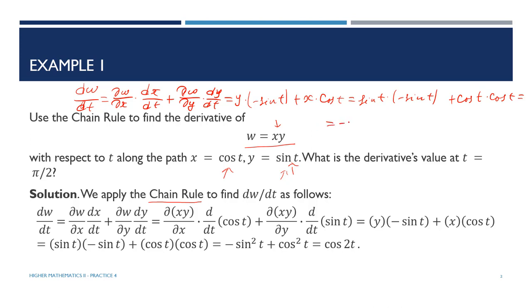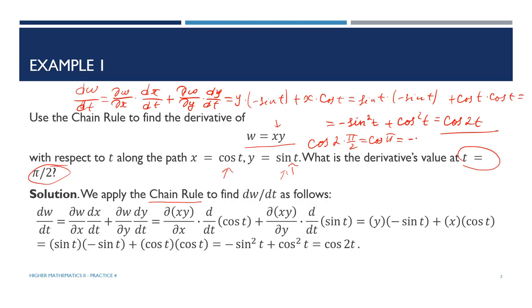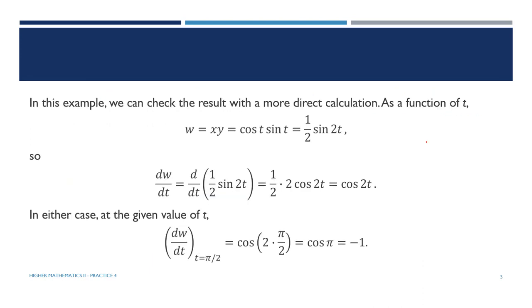negative sine squared t plus cosine squared t. This gives us cosine of 2t. So this is the answer, and we have to plug in the value of t, which is how much? Pi over 2. Okay, let's plug in pi over 2 instead of t. It gives us cosine of 2 times pi over 2, which is cosine of pi, which is negative 1. So here is how to calculate the value of the derivative at the point t equals pi over 2. We also got this negative 1.